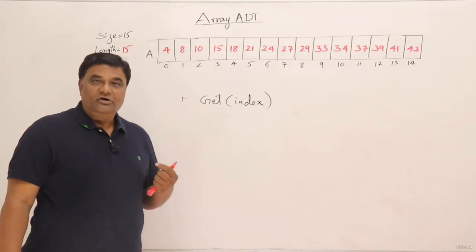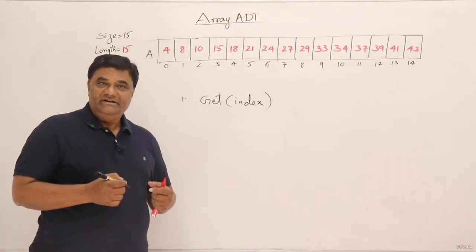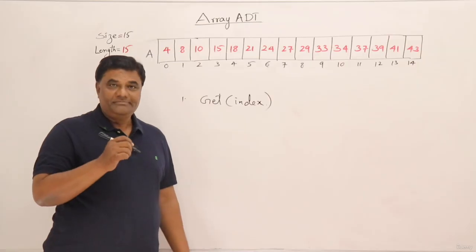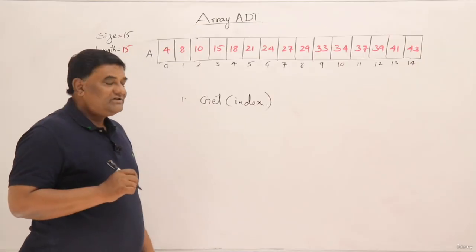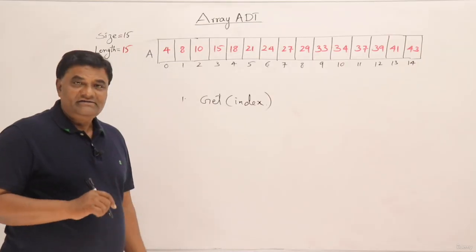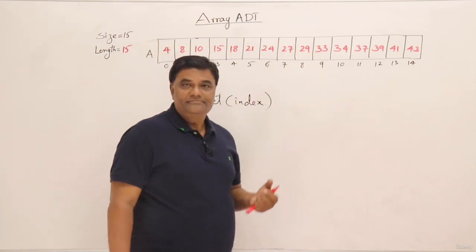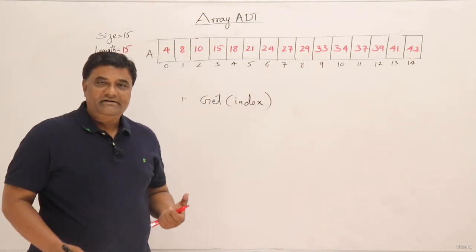Now the first one is get operation. This is a very simple operation. Get means we want to know an element at a particular index. Suppose I want to know what is there at index 9. So the element is 33. So get the element from that index.